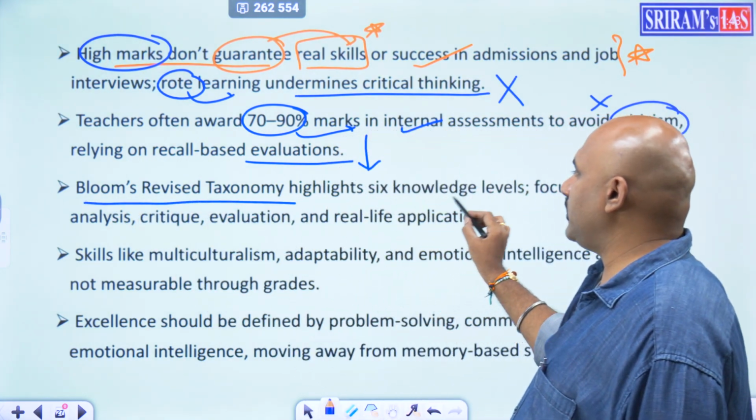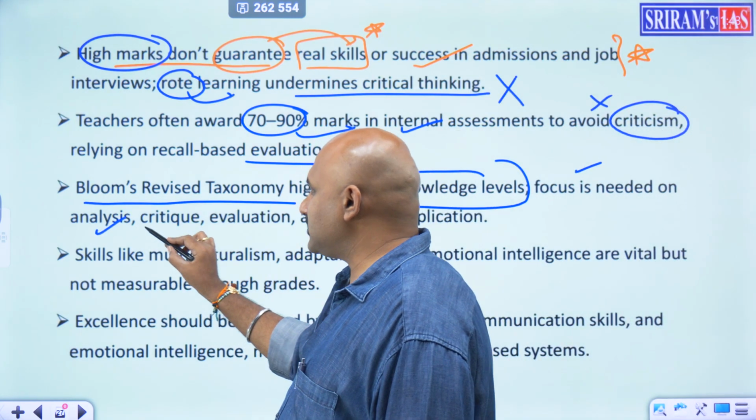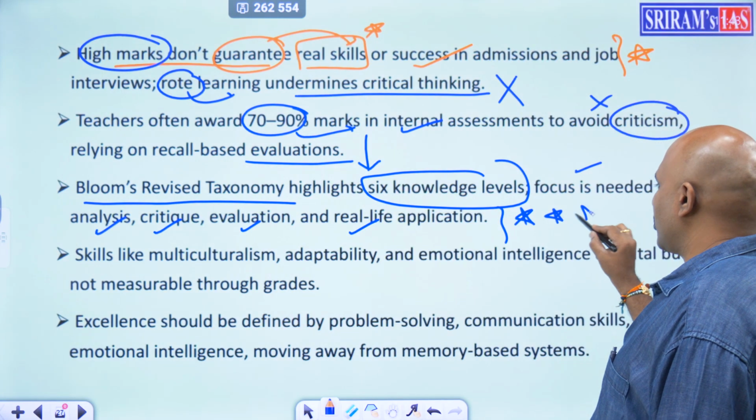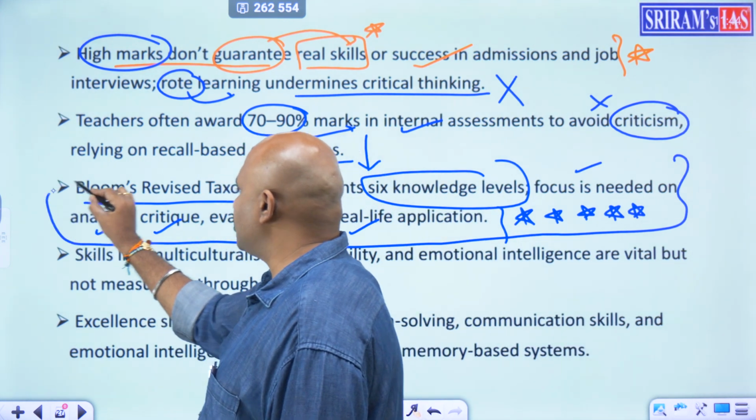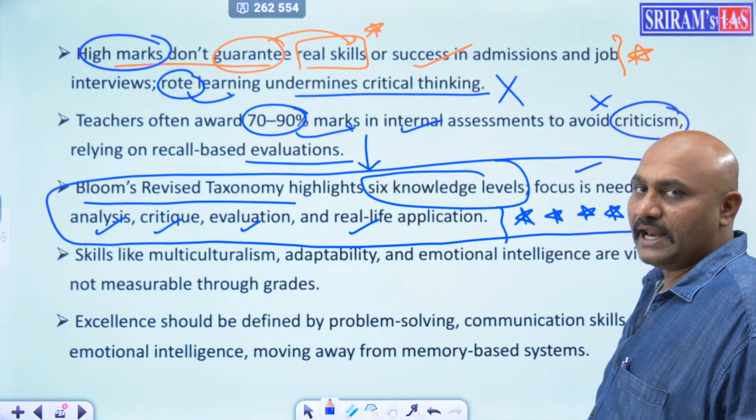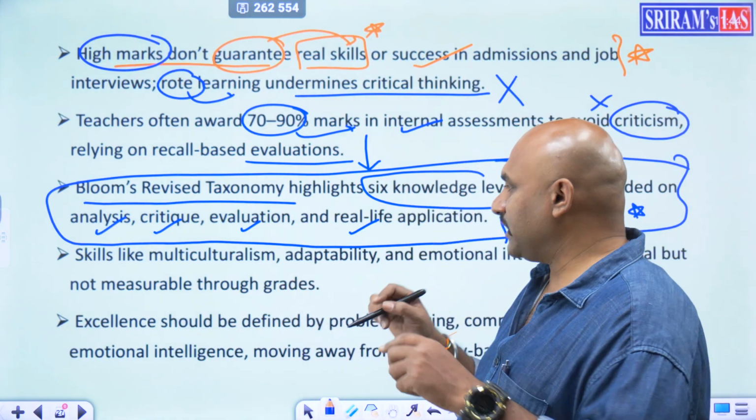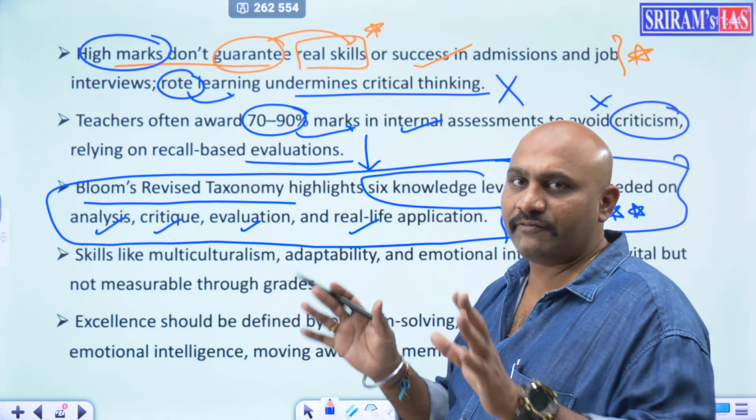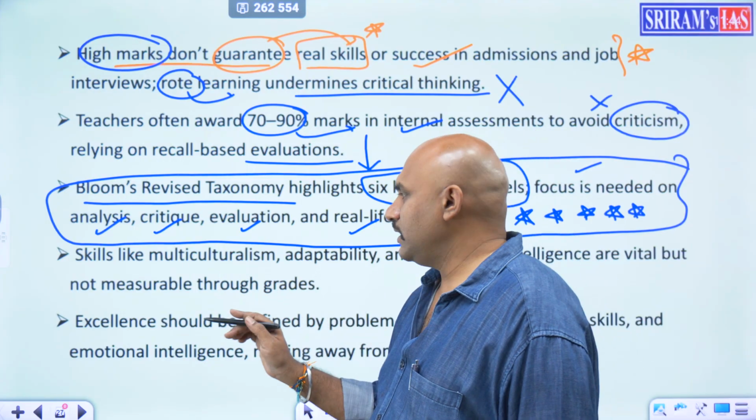Bloom's revised taxonomy ఏంటంటే 6 knowledge levels ఉన్నాయి. Focus is needed on analysis, critique, evaluation and real life application అనేది మేజర్గా. These are the points that every teacher should concentrate on. Analysis ఎట్లా చేస్తున్నారు, critique plus and minus ఎట్లా చూస్తున్నారు, evaluations, methods and real life application ఎట్లా చేస్తున్నారు. ఈ 4 బేస్డ్ ఈ 6 ఐడెంటిఫై చేసుకుని అప్పుడు మార్క్స్ ఇవ్వడం జరగాలని బేసికల్గా దట్ పర్టికులర్ బ్యూటిఫుల్ ఆర్టికల్ సేస్ దట్.